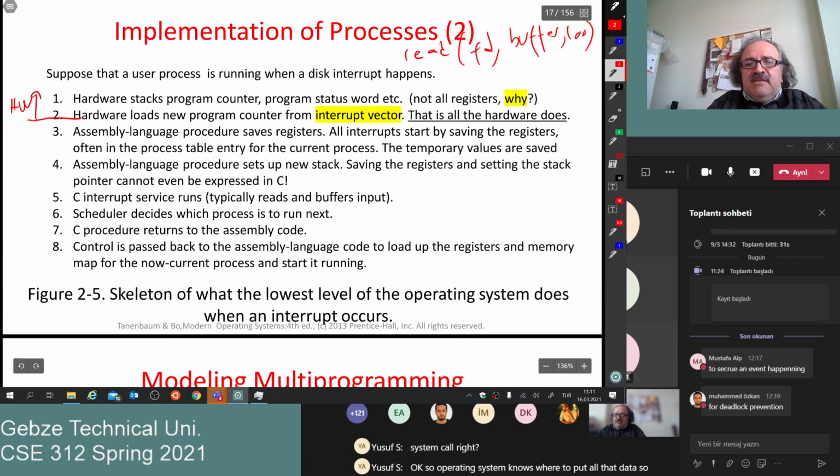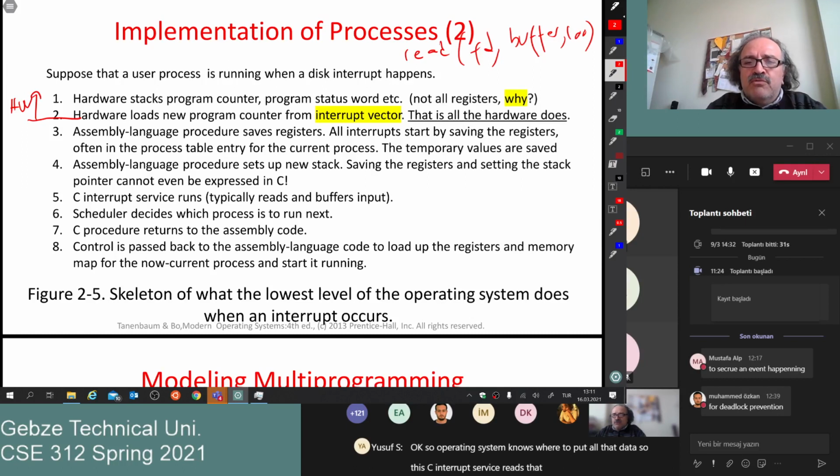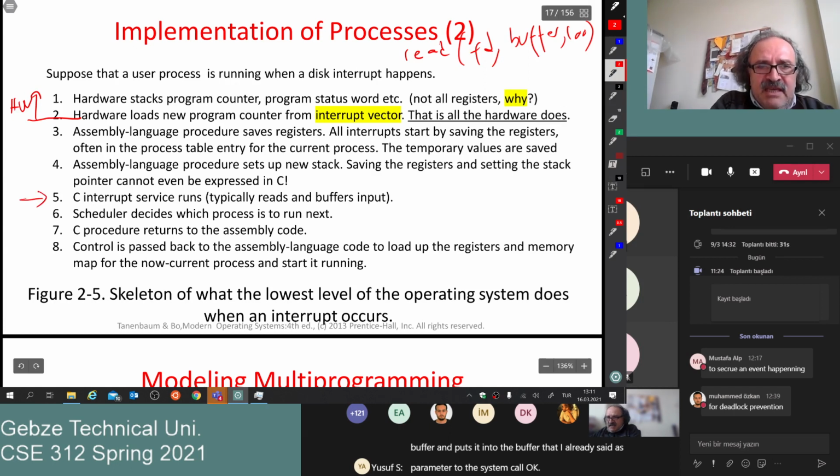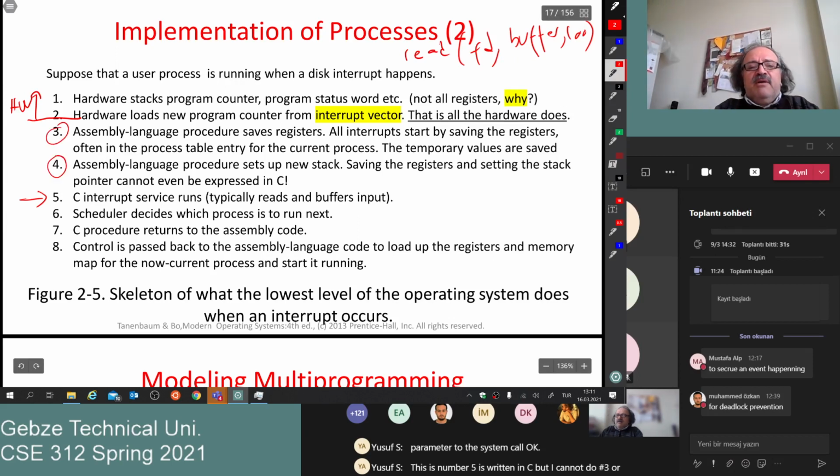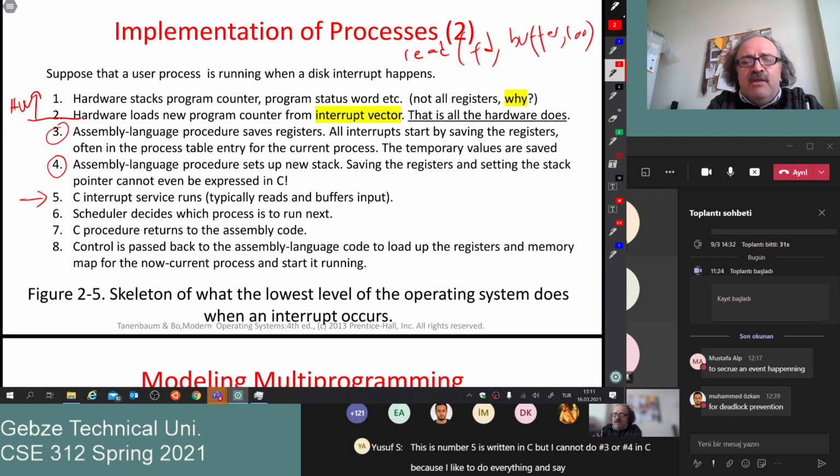So this C interrupt service reads the data from the controller's buffer and puts it into the buffer that I have already set as a parameter to the system call. This number 5 is written in C, but I cannot do number 3 or number 4 in C. I like to do everything in C because it is convenient to write and easy to debug. But 3 or 4 has to be done in assembly, because there is no way that I can issue C statements to save registers, set up new stacks. Okay, C doesn't do that kind of stuff.